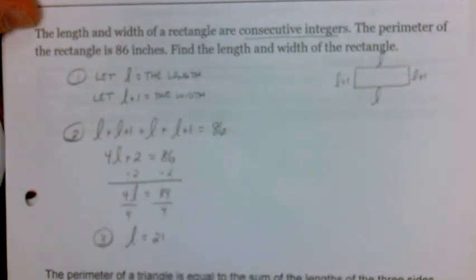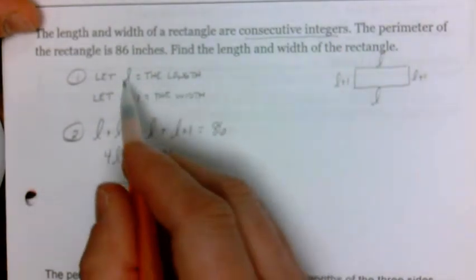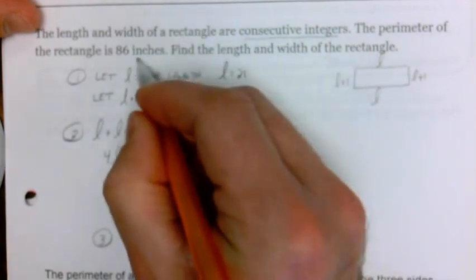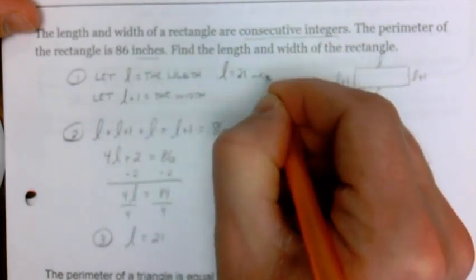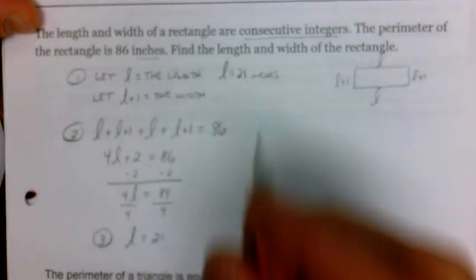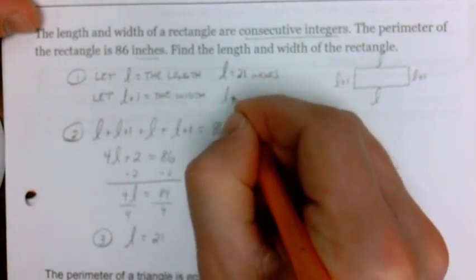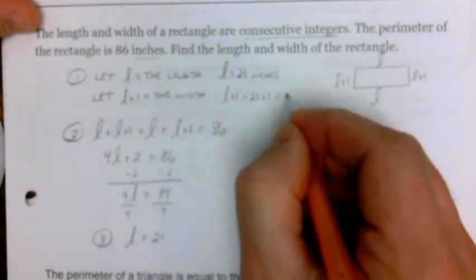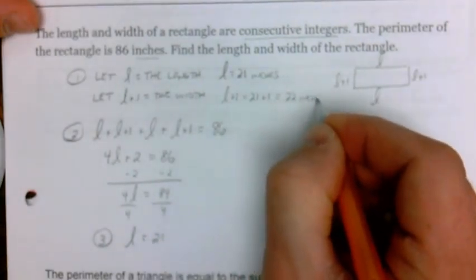So that's step 3. So coming back up here, L, the length, I now know L is 21 and the units are inches. The length is 21 inches. To get the width I called L plus 1, I'm just going to substitute in 21. 21 plus 1 is 22 inches.